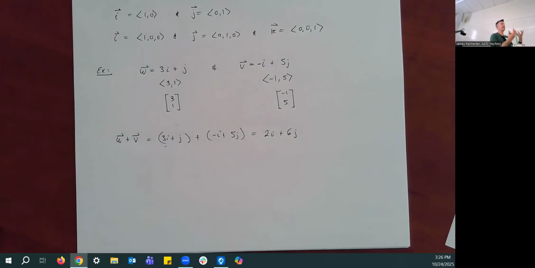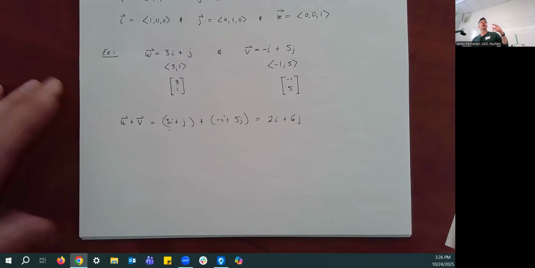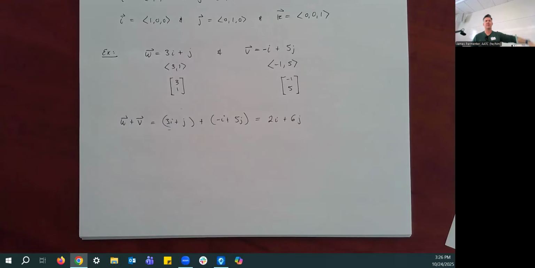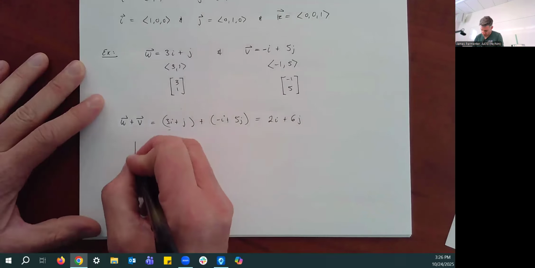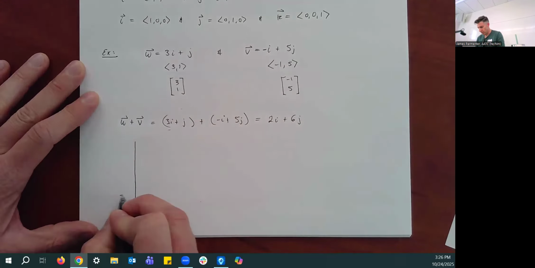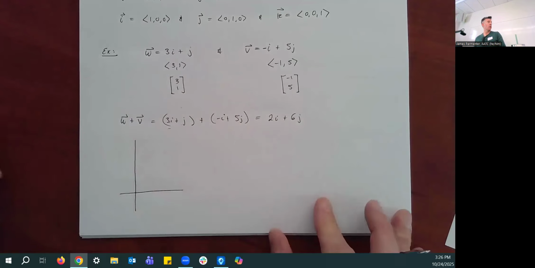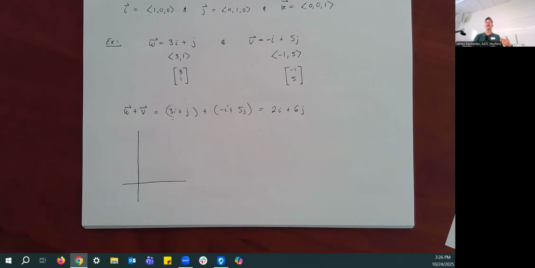What's also really nice about vector addition and subtraction is that it has a very nice physical interpretation. So when you're adding vectors, geometric is what I was trying to say, geometric interpretation. So if I draw both of these vectors, and again, we usually like to draw vectors originating from the origin, although they can start anywhere.